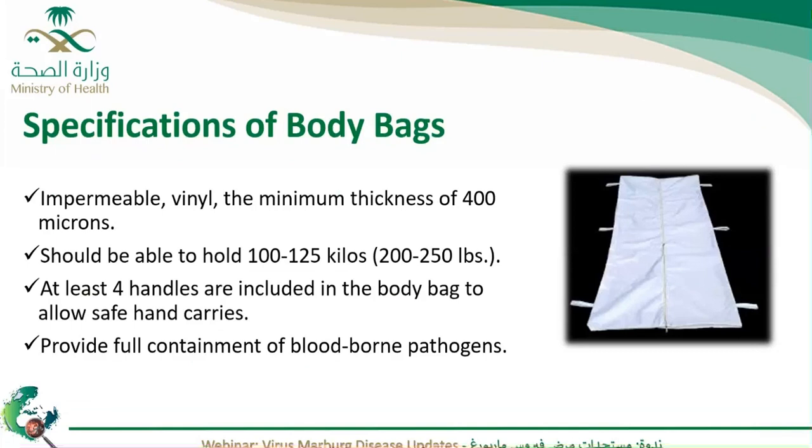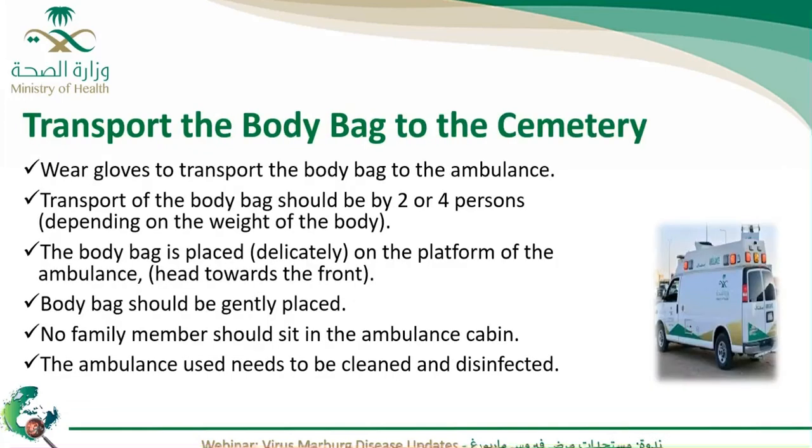Specification of the body bag that will be used for the dead body. We should note that the bag should have special specifications that prevent contamination or any leaking of infectious material. The bag should be impermeable vinyl, with a minimum thickness of 400 microns, and able to hold 100 to 225 kilograms. It has four handles and provides full containment of blood-borne pathogens. Alhamdulillah, we have this body bag with this specification, and it's available in all healthcare facilities.